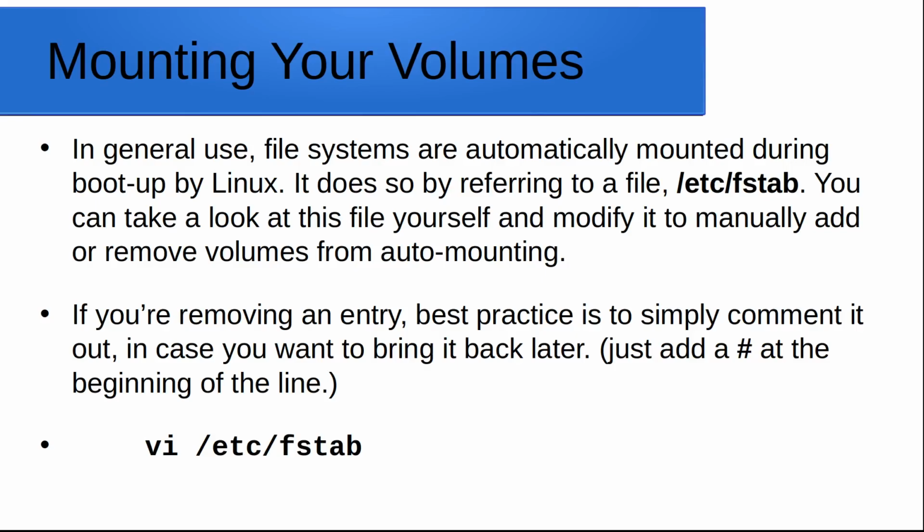So now that we have volumes, right? We've formatted them, we've partitioned them, we've done all of that fun stuff. We need to manage them somehow. They're all automatically, for the most part, mounted on boot in Linux. And that's done by looking at a file in /etc. You know it's important because it's in the etc directory: fstab, which is short for file system table. And you can look at that file yourself if you want. You can modify it and manually add or remove volumes.